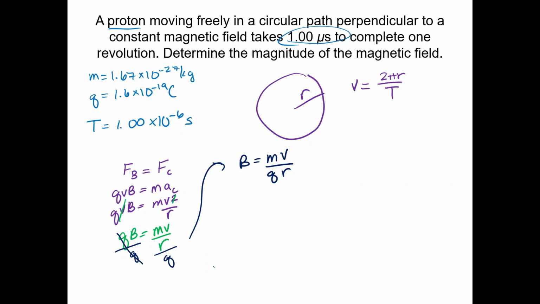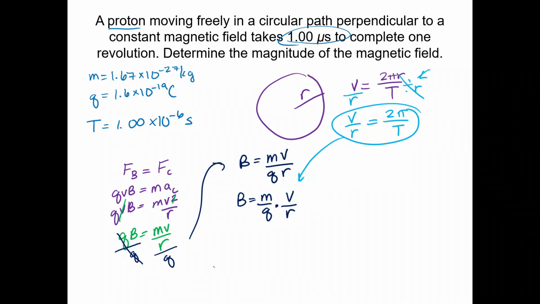So I have this ratio, v over r. I can rewrite this as m over q times v over r. I'm not given the radius of the circle, so I actually have two unknowns, but they're the same two unknowns. If I divide by r on both sides of the speed equation, I get v over r is equal to 2 pi over the period. I can take that and sub in here. So B is equal to m over q times 2 pi over T.